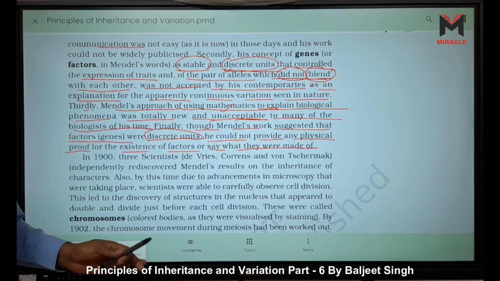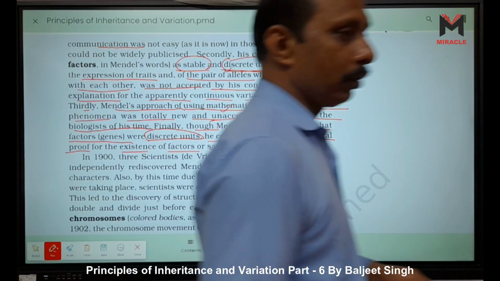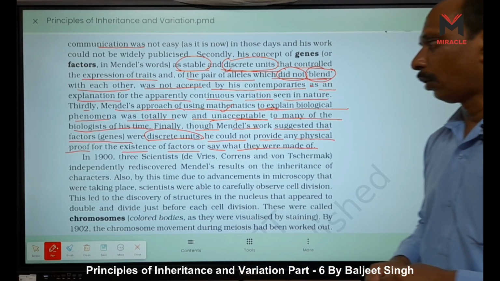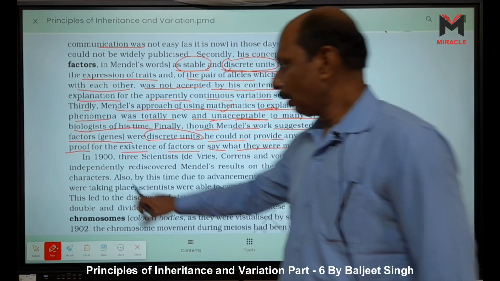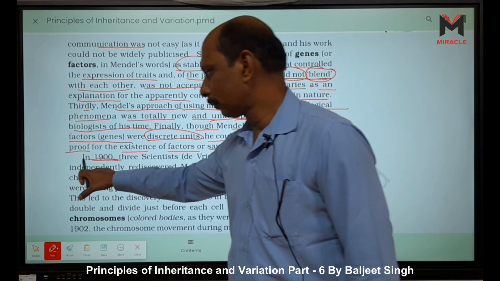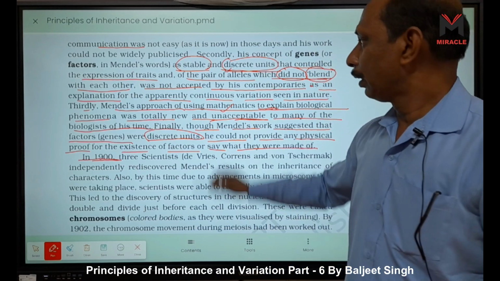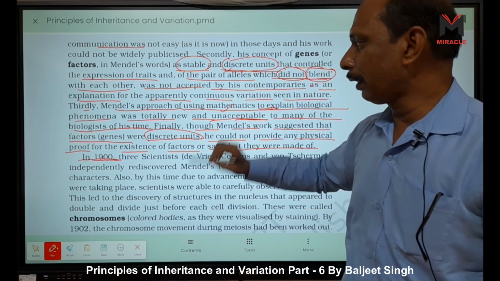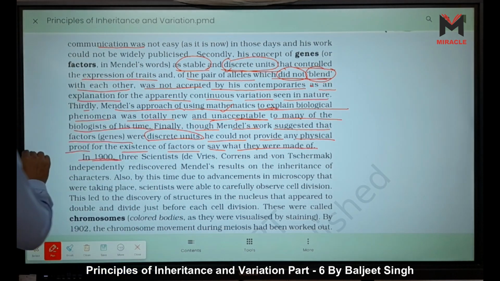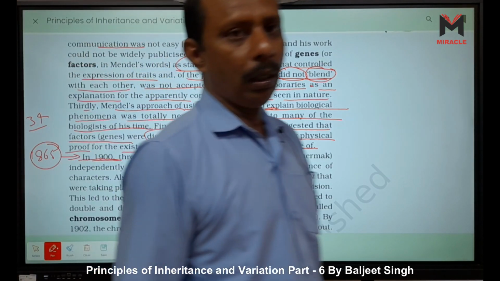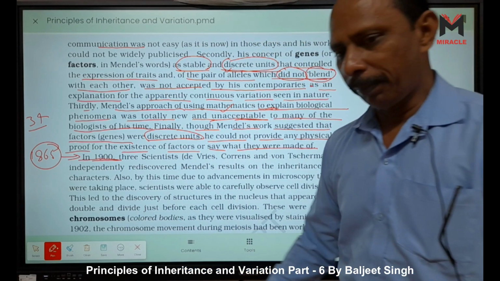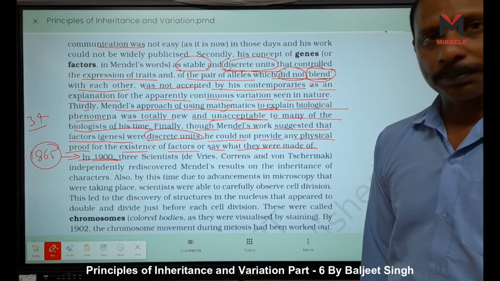Mendel did not fail, but he did not become popular, or he was not credited for this discovery. In 1865 he published his book, and in 1900, after 34 years, he was in the dark. No one knew about his practicals, or we can say his experiments.